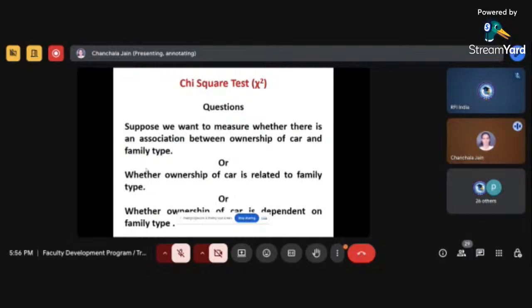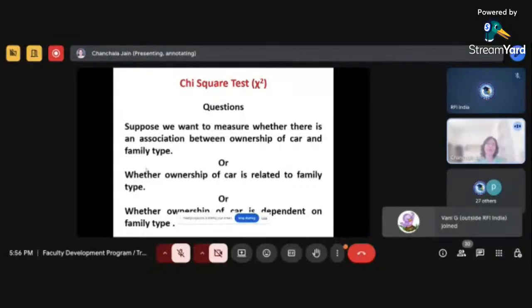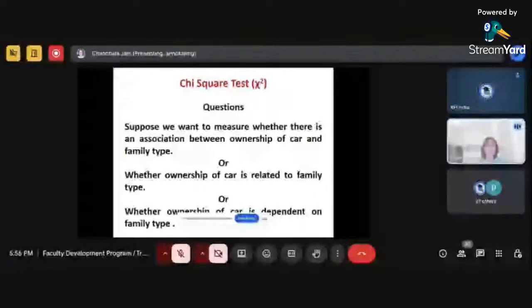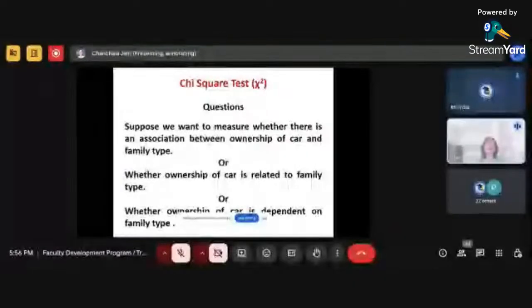Now, why am I showing you questions? Because so far, whatever understanding I have drawn from research, I understood this thing. When you talk about research, you are generally raising a certain number of questions, right? When you are doing the literature review, you are raising questions. So questions become the base of your objectives and hypotheses, right?